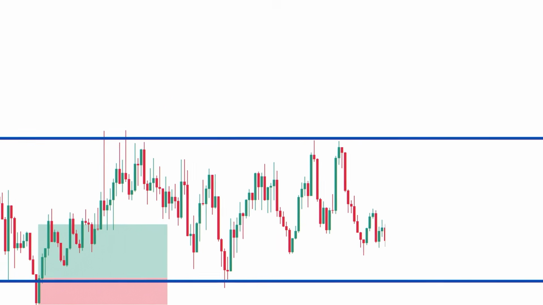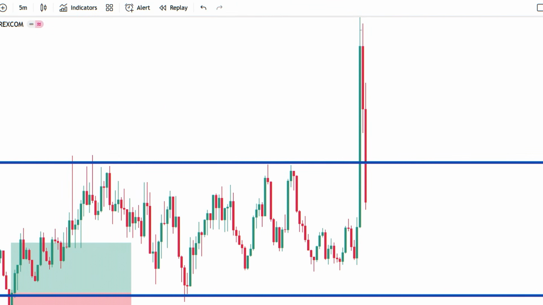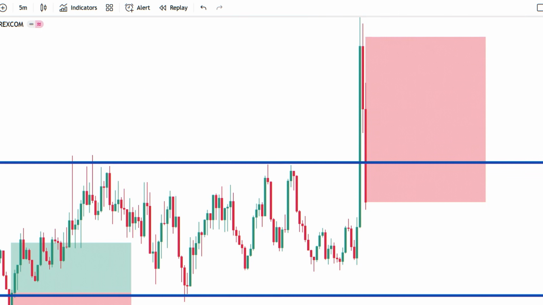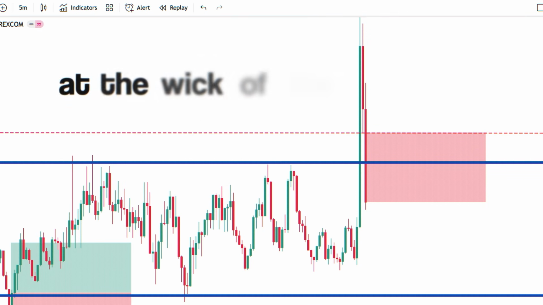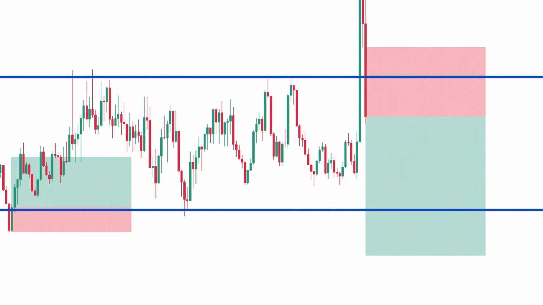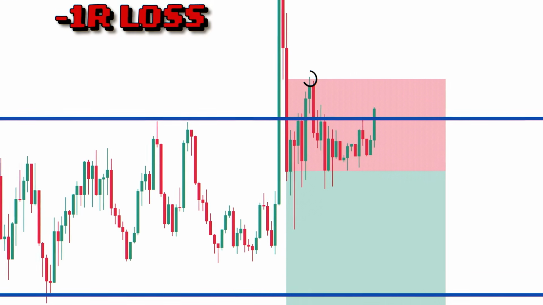After that, price makes a strong breakout above the upper boundary and quickly returns back into the trading range. In this case, placing the stop loss above the most recent high does not make sense because of its size. So instead, we place the stop loss at the wick of the previous candle. Take profit is set at 2 times the stop loss distance, and this time, price hits our stop loss.